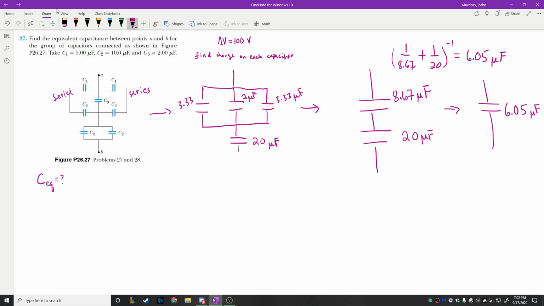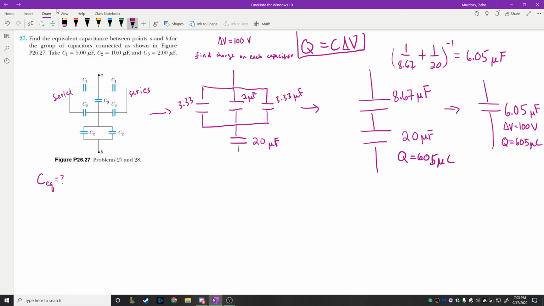But I also said, suppose that delta V on this one is 100 volts. Now you want to find the charge. Once again, we're going to be using this general equation that Q equals C times delta V over and over again. So you end up getting Q equal to 605 microcoulombs right here. My hand's really cramping. I don't know why. These two will have exactly the same charge, so this is going to be Q equal to 605 microcoulombs. They have the same charge because they are in series.